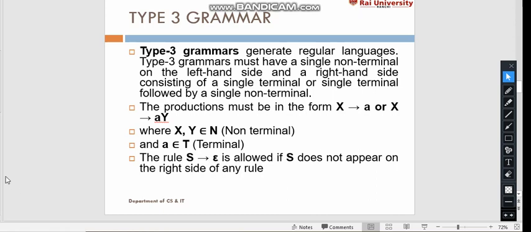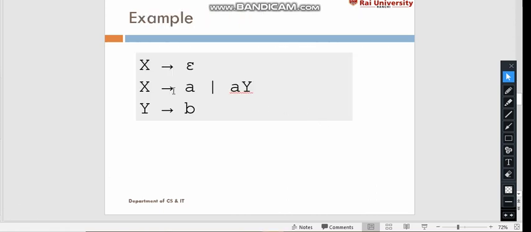Now let's see a few examples of type 3 grammar. X produces epsilon, X produces a or aY, Y produces b. All of this represents a type 3 grammar or a regular grammar. Here X, Y are the non-terminals while a, b are the terminals, and epsilon is the empty string. Now the next three grammars will be discussed in the second session of today's lecture.